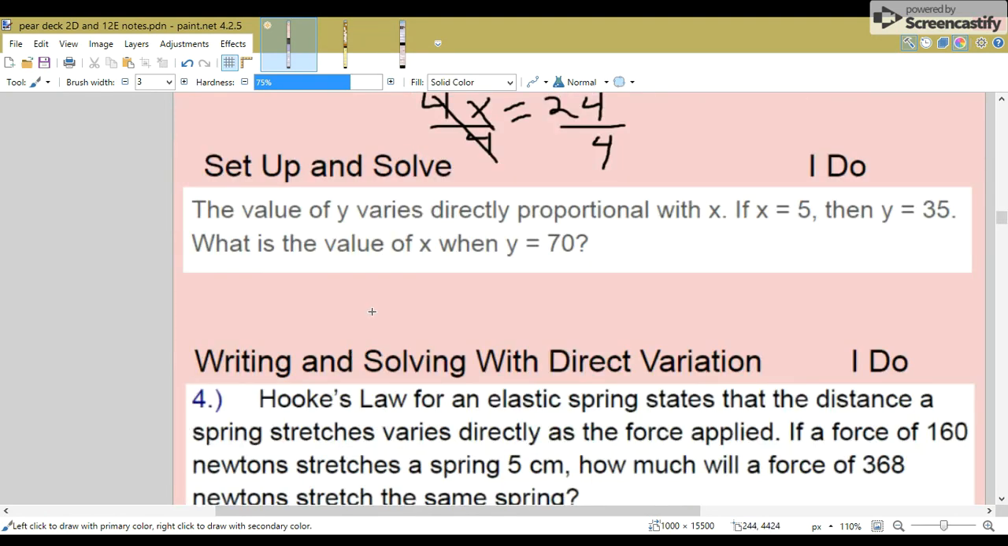Let's set up and solve this direct variation. The value of y varies directly proportional with x. If x equals 5, then y equals 35. What is the value of x when y equals 70? So we want to set this up as a proportion. So x equals 5 and y would be 35. We want to find the value of x when y is 70.